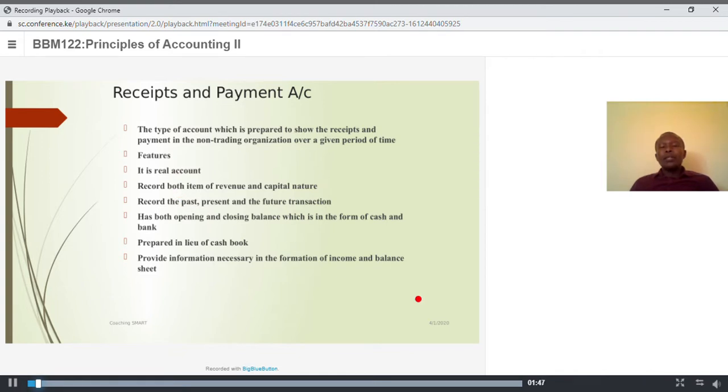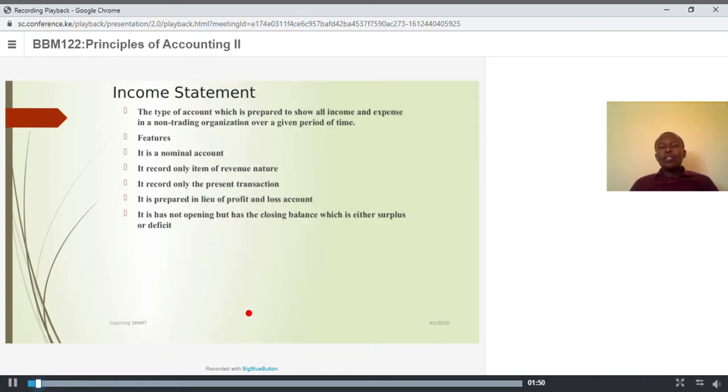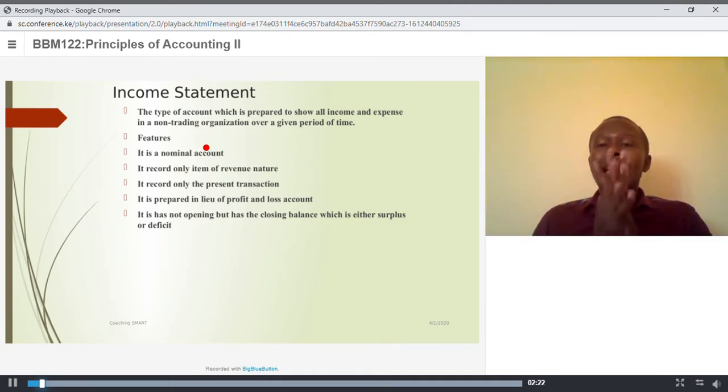Now, the next one is the income and expenditure account, which is our next book. Now, what is the income and expenditure account? And what are the features of the income and expenditure account? When you talk about the income and expenditure account, it is a type of account which is prepared to show all incomes and expenditure in the non-trading organization over a given period of time.